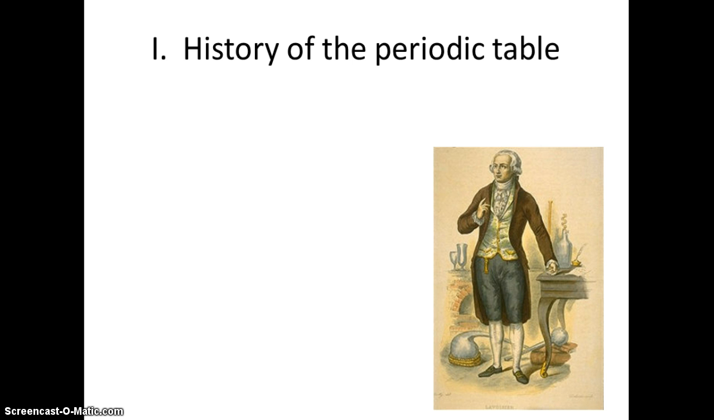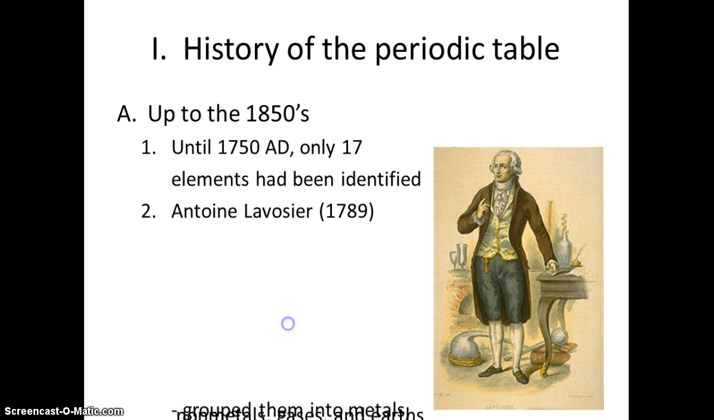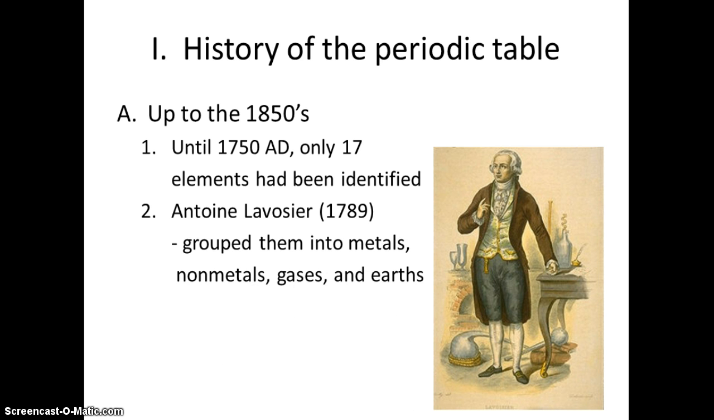We're going to learn about the history of the periodic table. Up until the 1850s, there weren't very many elements that were known. So until 1750-80, only 17 elements had been identified. In 1789, a French guy named Antoine Lavoisier grouped the elements into metals, nonmetals, gases, and earths.